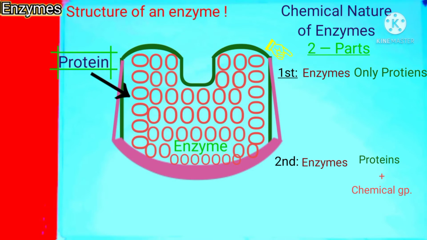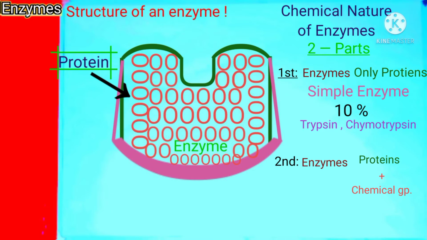Consider the first type. The first type consists of only those enzymes which are synthesized only from amino acids, that are known as simple enzymes, which occur only 10% in nature. Certain examples of simple enzymes include trypsin, chymotrypsin. Now consider the second type. As you have known, amino acids combine with some other chemical groups, because two different chemical groups, the first being amino acid and the second some other chemical groups, joined together are preparing it.